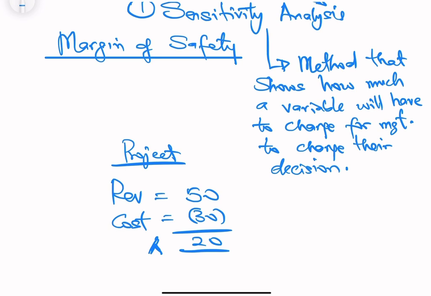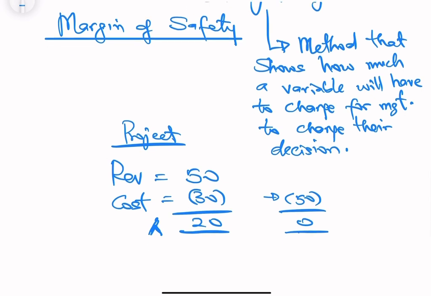Likewise, cost has to increase by 20, because if cost increases by 20, then cost will become 50, and then you don't make profit again. Anything more than that, you get into a loss position. Cost must increase by a minimum of 20, and likewise revenue must decrease by a minimum of 20, for you to change your decision. And that is the margin of safety that we looked at.